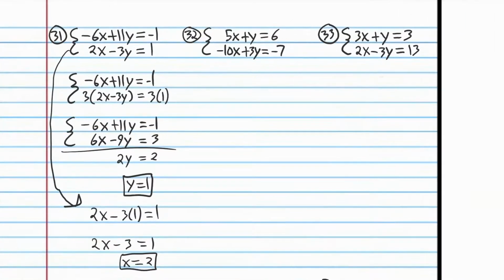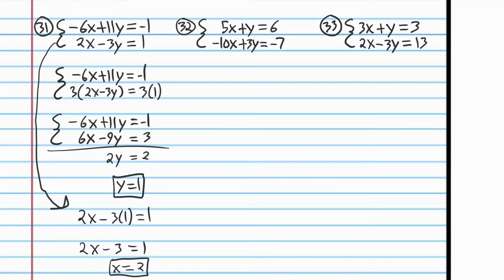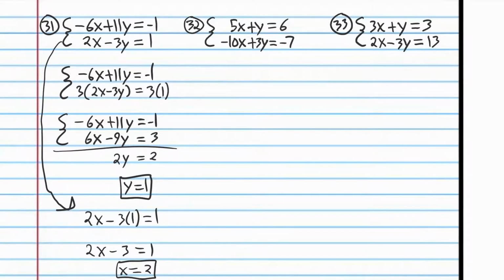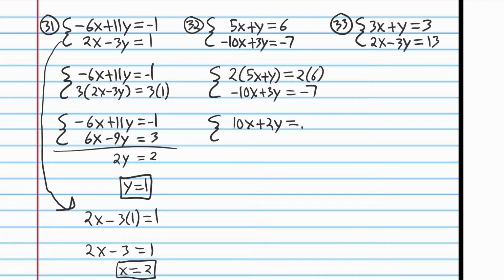All right, so let's try one more of these before you try some on your own. So I'm going to multiply the top equation by 2. Or both sides of the top equation by 2. I should clarify. There's no such thing as multiplying an equation. You have to multiply both sides of the equation. That looks right. So now we have, using distribution on the top equation, 10x plus 2y equals 12.